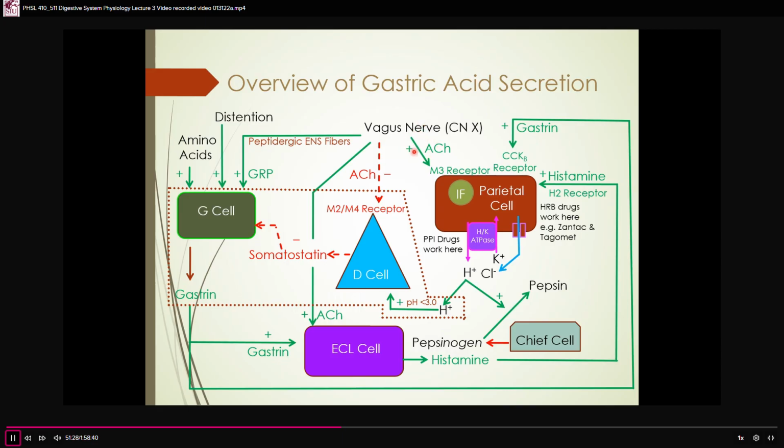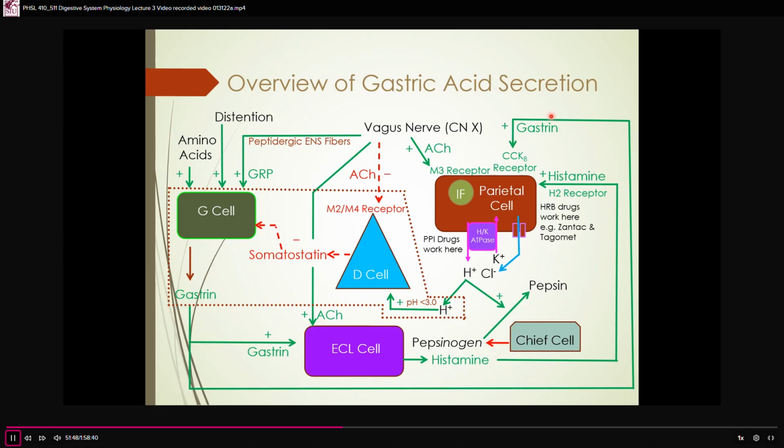So you have all these inputs that are turning on the parietal cells, that are turning on the ECL cells, and that through the use of those peptidergic fibers are turning on the G cells. So you're turning on all the cells that would upregulate, kind of put the gas on, give the green light to that acid production before there's even food in the system.